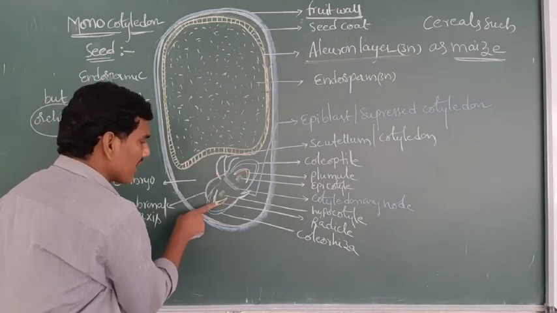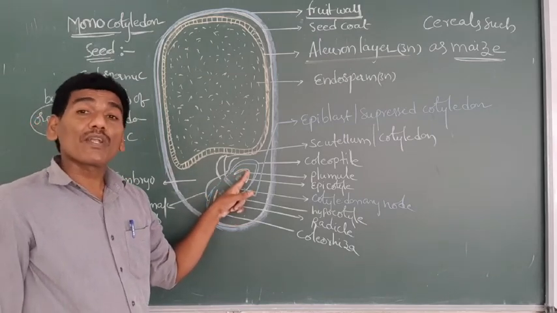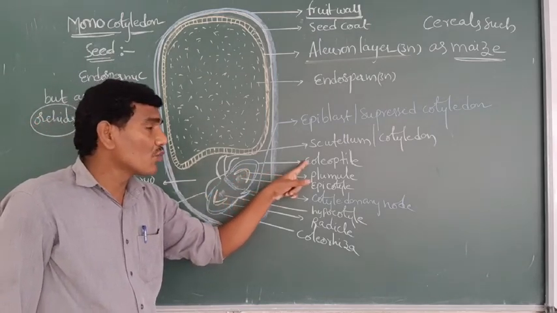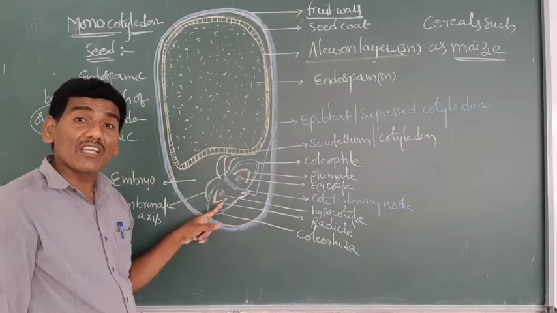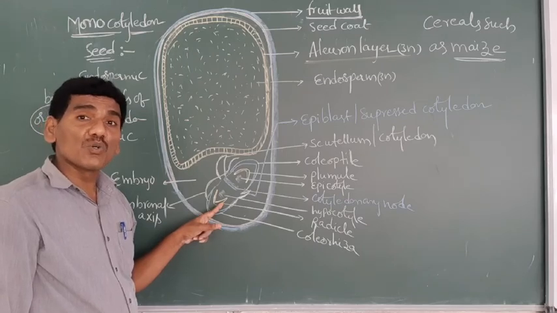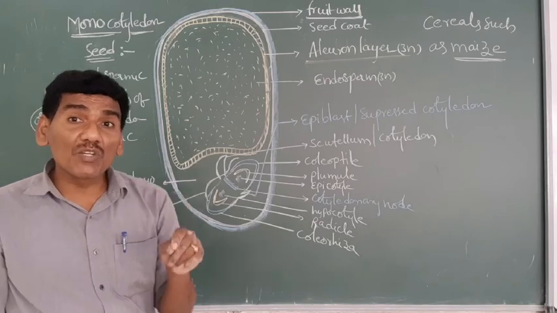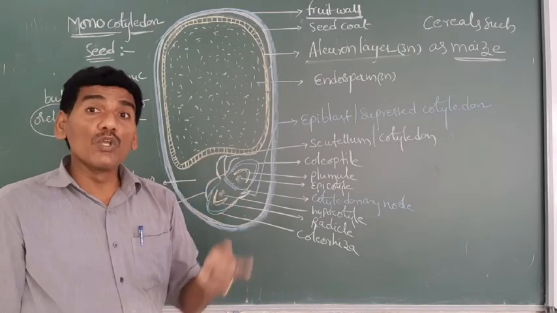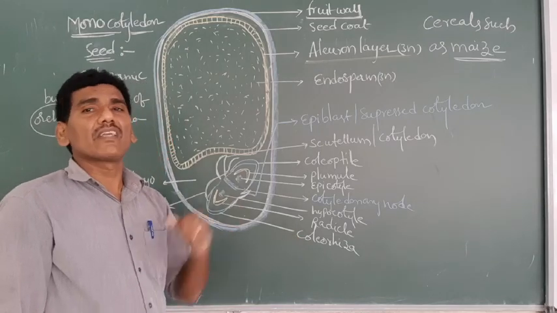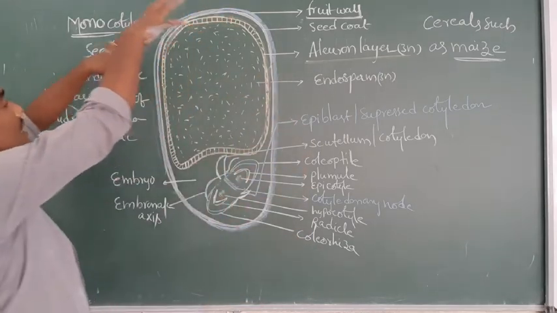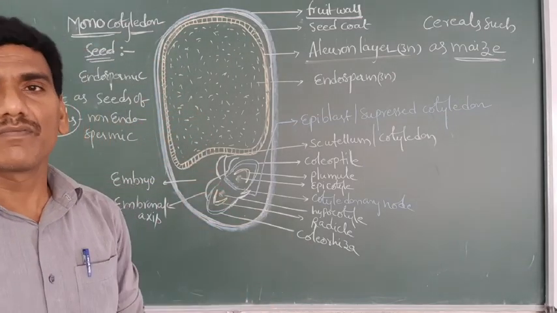Finally, here this is the plumule. This is the radicle. The plumule's protective sheath is known as the coleoptile. The radicle is protected by a protective sheath known as the coleorhiza. Coleoptile is the protective sheath of the plumule. Coleorhiza is the protective sheath of the radicle. This is the total information regarding the monocotyledon seed.